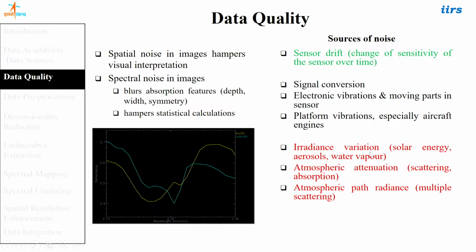Then irradiance variation, because radiance energy also varies from morning to evening. Then different weather conditions also, like summer, winter, spring or monsoon season, the data will be affected by solar illumination, aerosols and water vapor. Atmospheric attenuation takes place because the atmosphere has different layers. Whatever energy we are expecting to receive, some gets scattered, some gets absorbed, so that is also affecting. Because of that, path radiance also happens, which causes haze error.